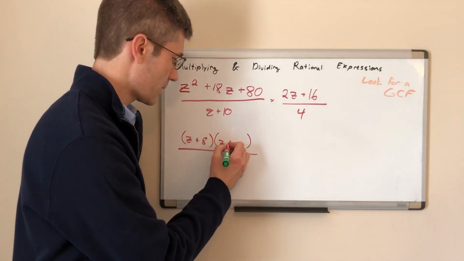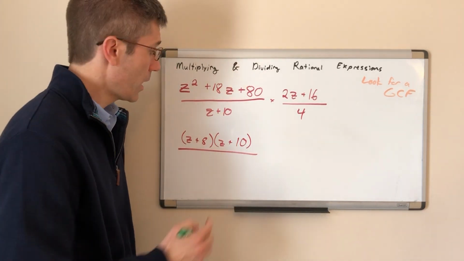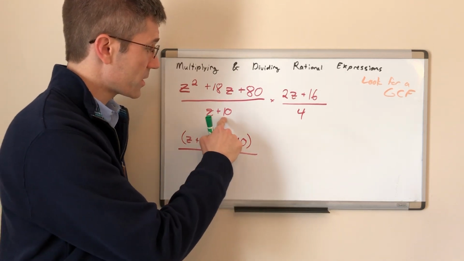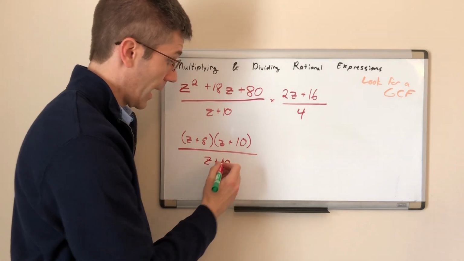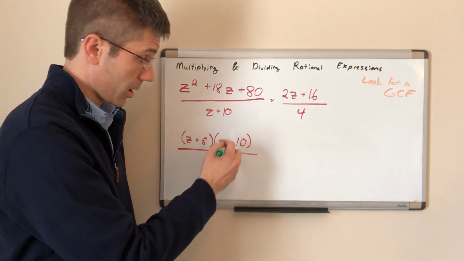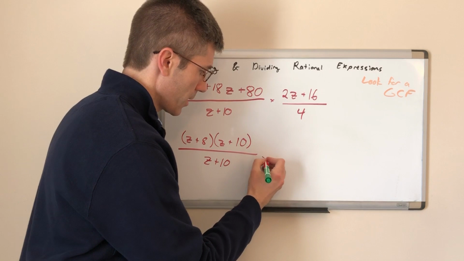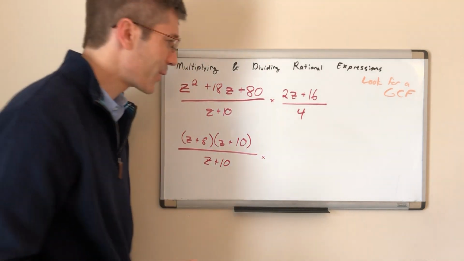Which would be 8 times 10 or 10 times 8, depending on how you want to write it. And down here we have z plus 10. There's not a greatest common factor, so z plus 10. Now I see it and you see it, and if you want to go ahead and mark it out, you can. I'm not going to. I'm going to wait. Save that joy for later.